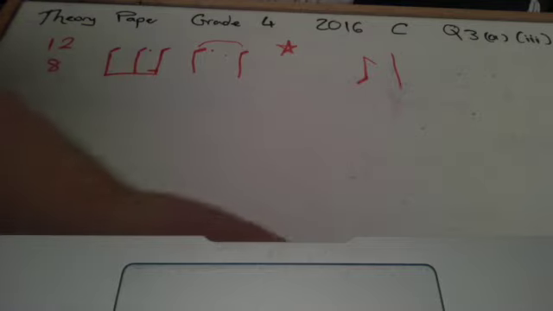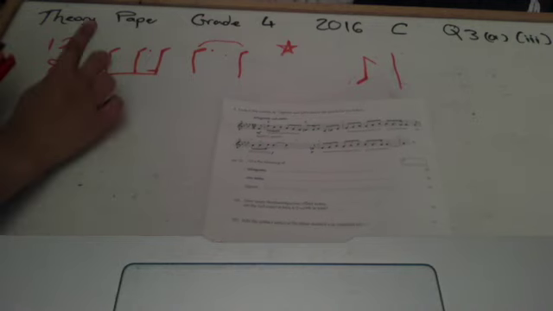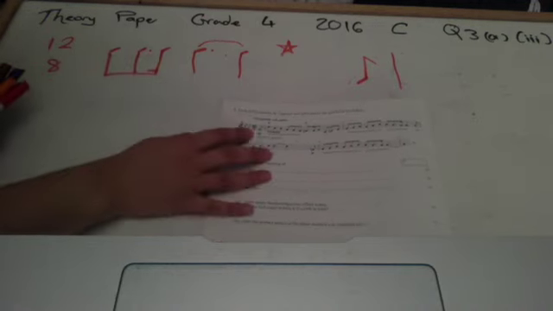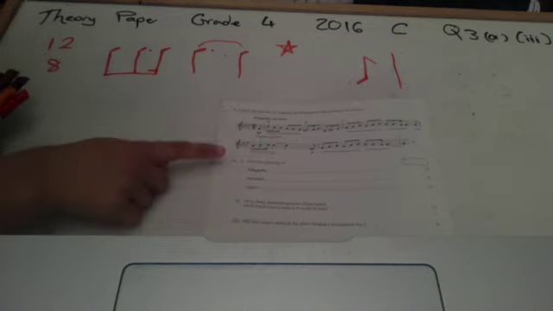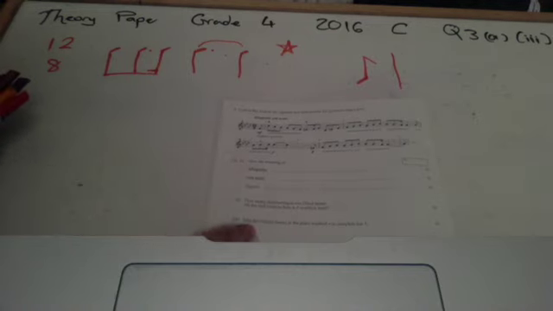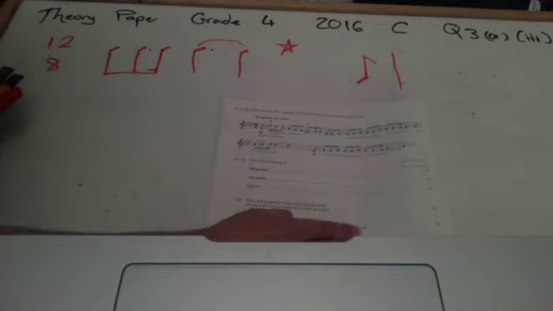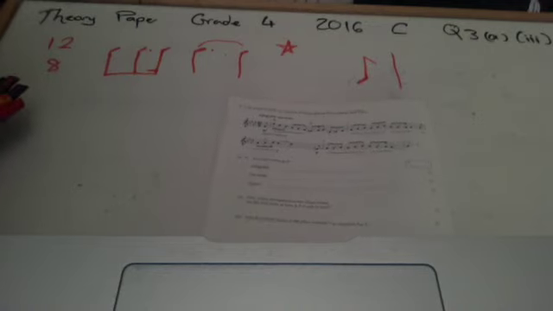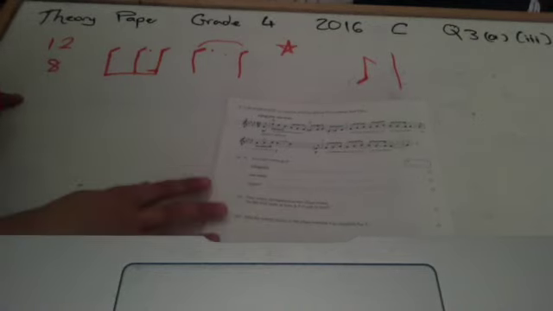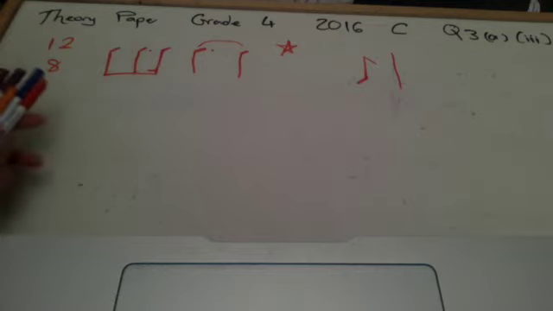So this time I'm looking at this question you have here in your past paper. It's from Theory Paper Grade 4, 2016, C, question 3A and 3, where it says add the correct rest at the place marked with a star to complete bar 3. And what I've done, I've written out bar 3 without the pictures. So it's just a rhythm, just to save time really. So I'm going to show you how to get that question correct.